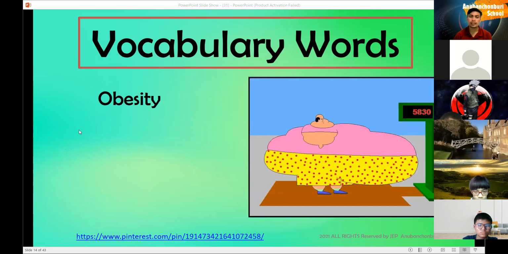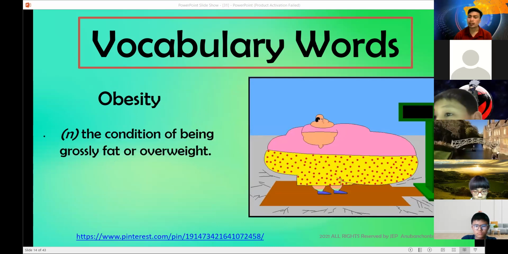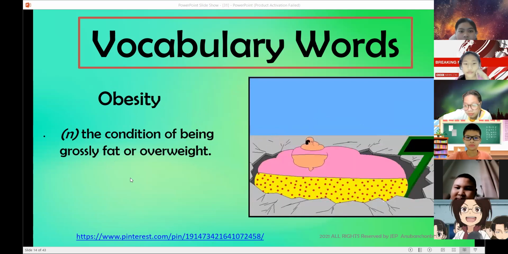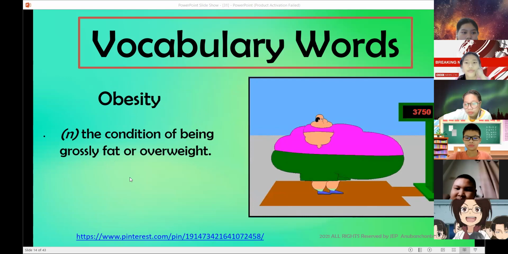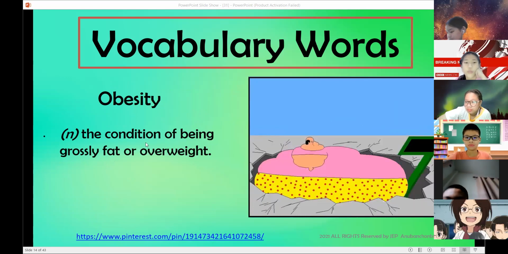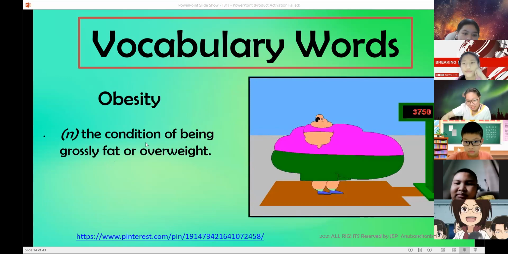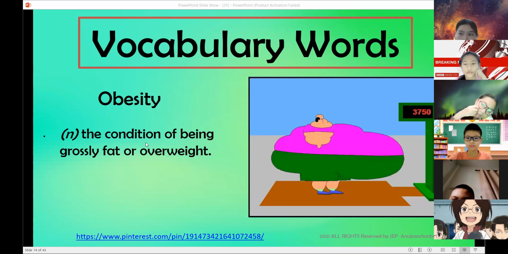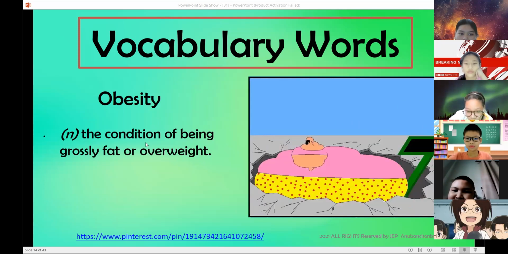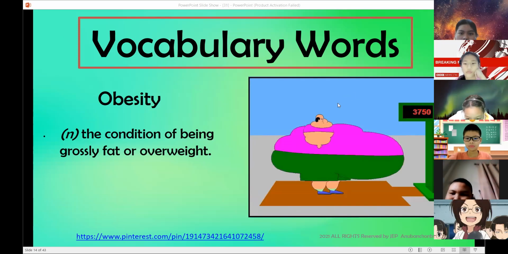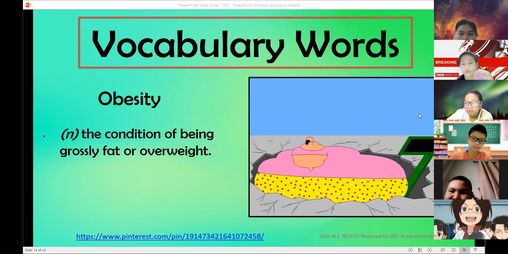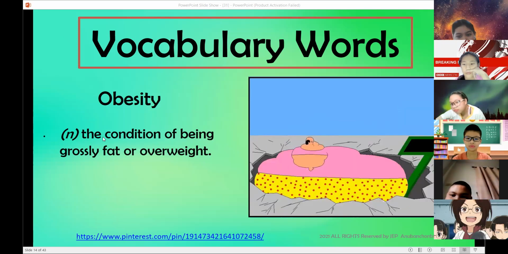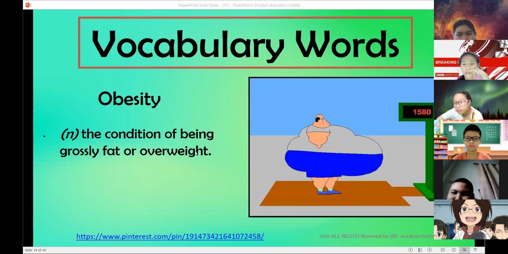This one, obesity. Hope you can still remember the meaning of obesity, Putisan. This is an example of obesity. Obesity means overweight or very, very fat. It means not only fat, but very, very fat, which is not healthy. Look at the picture here, it's like 830 pounds. It's already very big. It's the condition of being grossly fat or overweight.